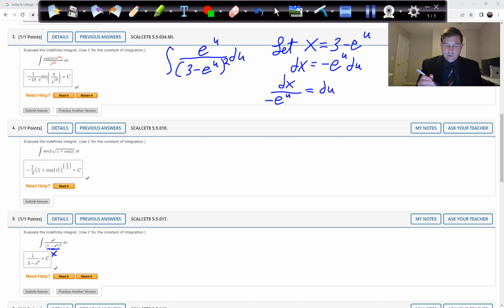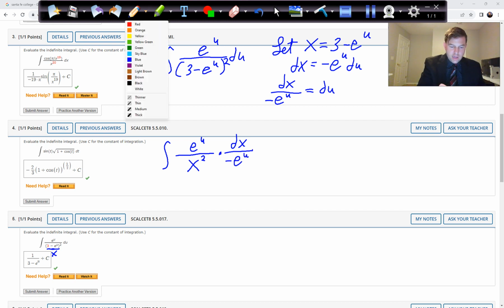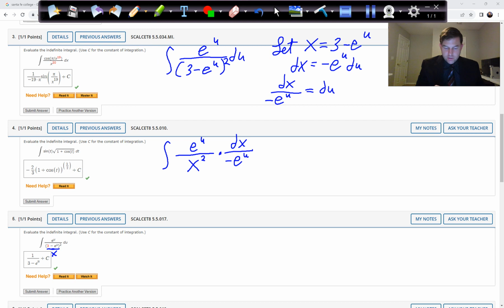And now we can replace everything. So we're going to get e to the u is still on top. The bottom is just u squared. U. So used to using u. The bottom is x squared. Du is going to be replaced with dx over negative e to the u. And like all the previous problems, e to the u on top, e to the u on bottom will cancel. No more u's. The letter u is gone.